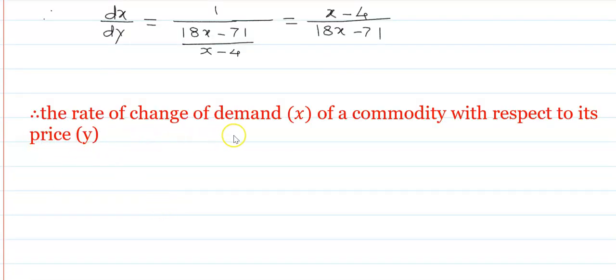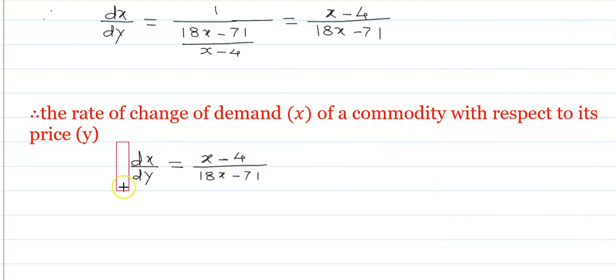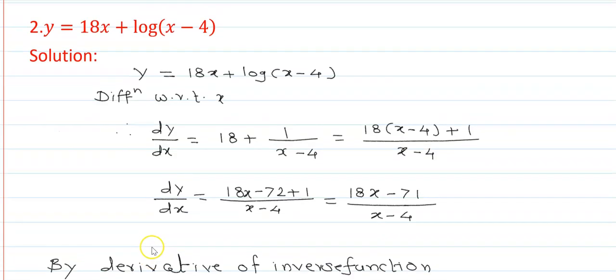Therefore, the rate of change of demand x of the commodity with respect to its price, that is dx upon dy, is equal to x minus 4 upon 18x minus 71. Okay, and this is the answer. You can see this.